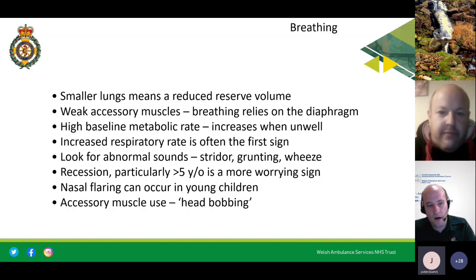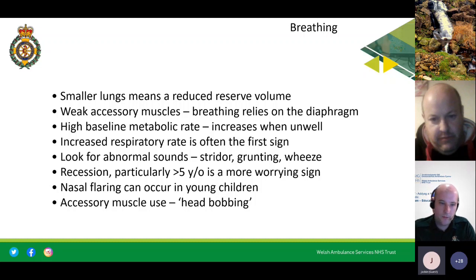that. Children have a high baseline metabolic rate. So again, children are growing, they're using so much energy to grow and develop. So their metabolic rate, ours is down here, we're okay. When we get unwell, it goes up a little bit. But for children, they're working at max, they're growing, they're developing. So when a child gets unwell, they've got very little capacity to do any more. So they will compensate because they've got such a high metabolic rate.